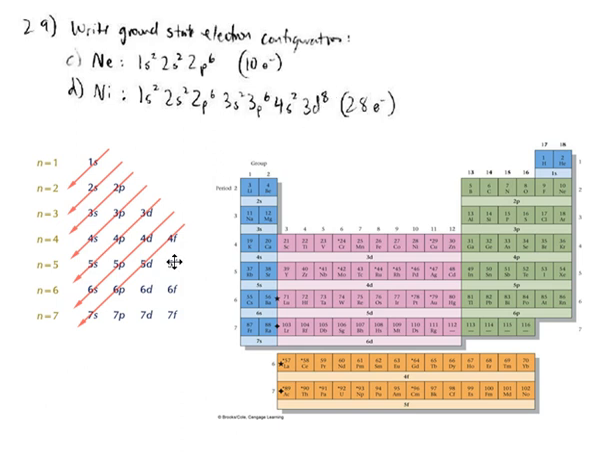Just for your own sake, an F sublevel could actually fill 14 electrons.